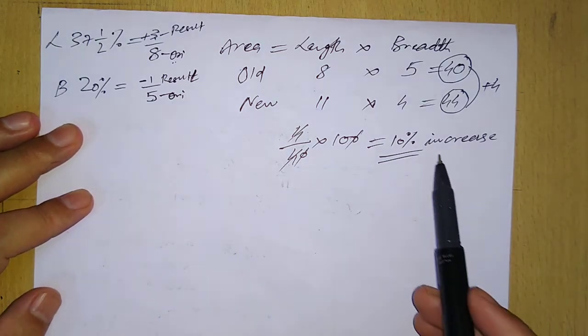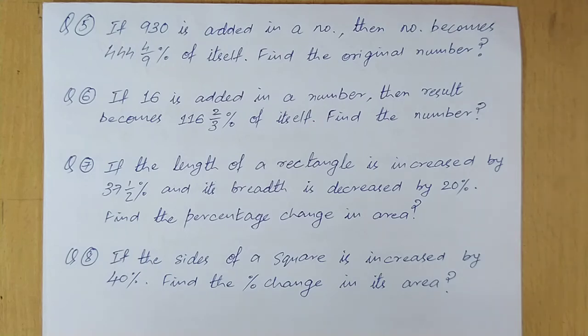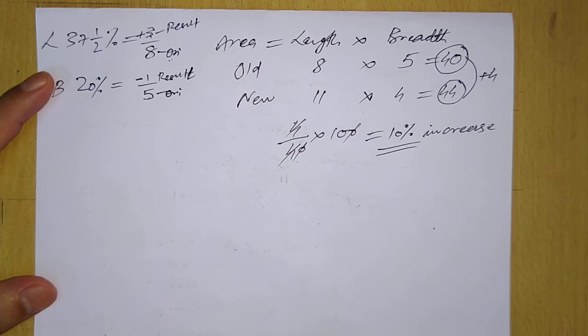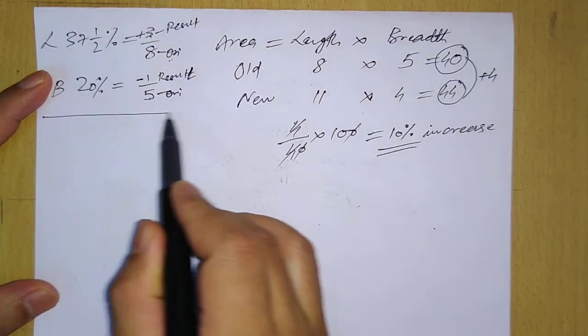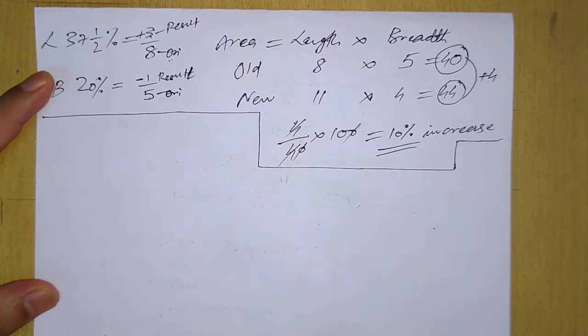So the area has been increased by 10%. Question number 8. If the side of a square is increased by 40%, find the percentage change in its area. So in this question, we need to find the percentage change if the side of a square is increased by 40%.